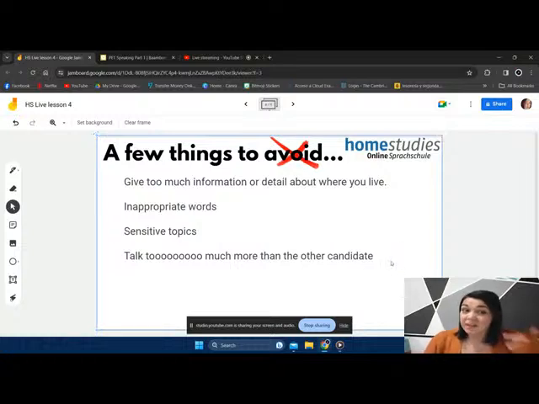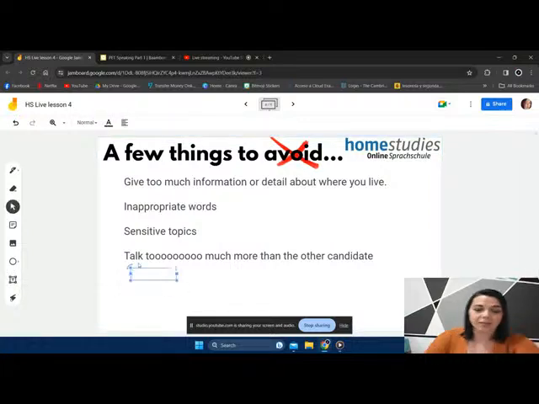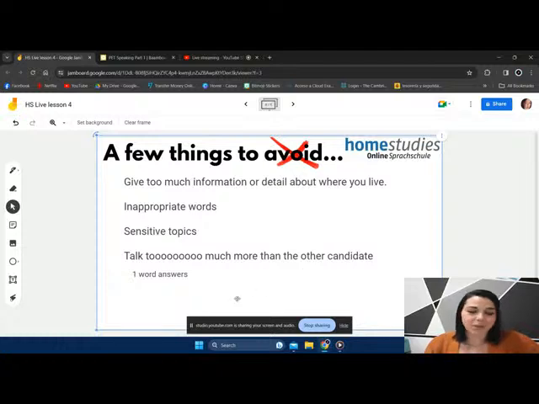And equally, giving one-word answers. Please don't do that. Okay, one-word answers. Talking too much and also too little. You're not going to pass with one-word answers. If someone says, "Do you like learning English?" and you say yes, the examiner will ask why. The examiner will always ask you why. So prepare for that. Don't just give a one-word answer, please.